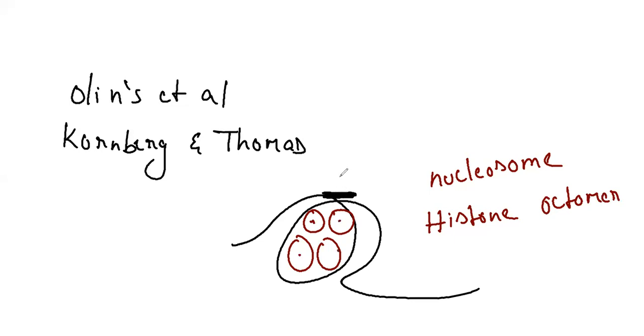And this H1 we call it as linker histone. So actually that is the unit of chromatin, nucleosome only. This we consider as the unit. And each nucleosome consists of 200 base pairs.